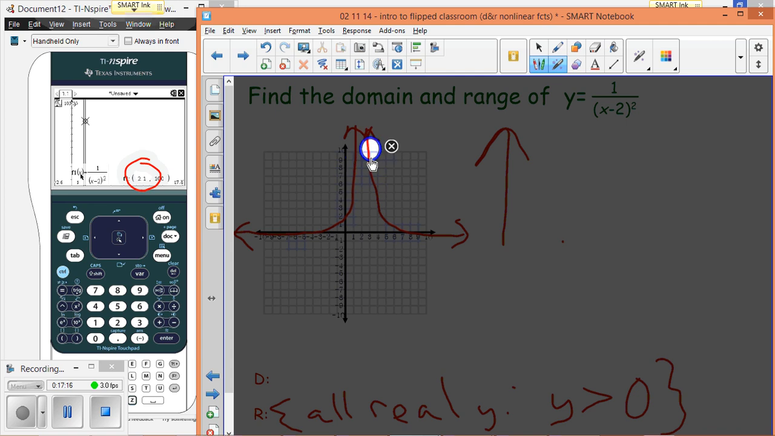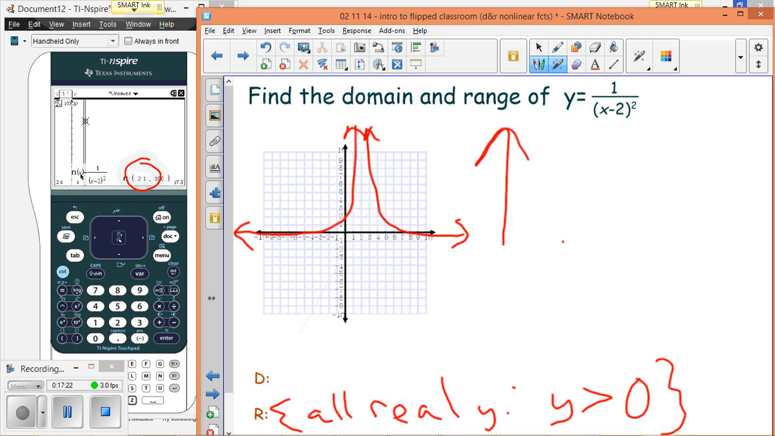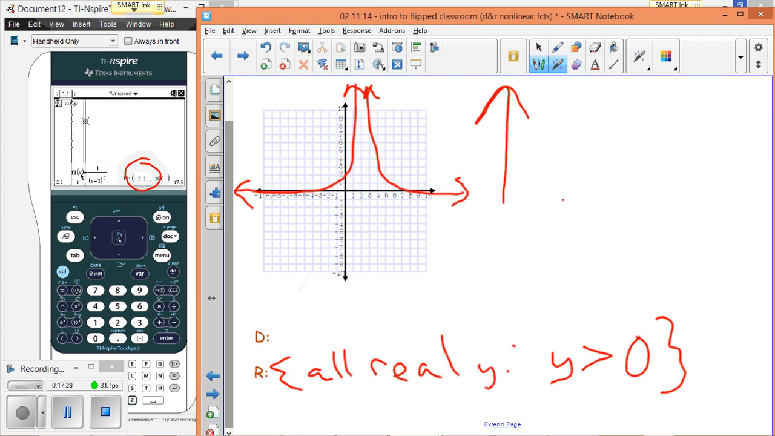So what value did I skip in the middle that was not on the graph? I skipped 2. It turns out that these graphs will get closer and closer to x equals 2 from the left and from the right, but they will never actually touch x equals 2. There is no value for x equals 2.